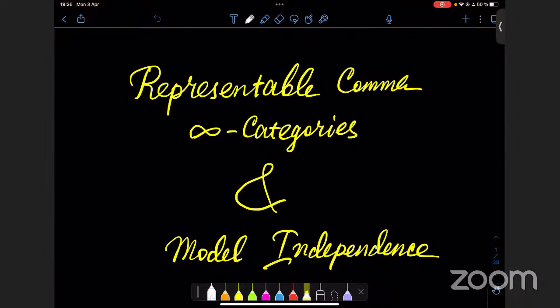So I would like to talk about representable infinity categories and model independence. In the previous talk, we discussed some stuff with the comma categories, and now we establish that these comma categories are useful for the purpose of model independence.